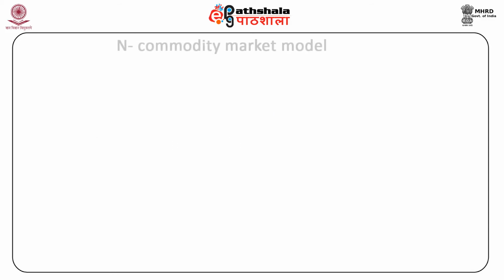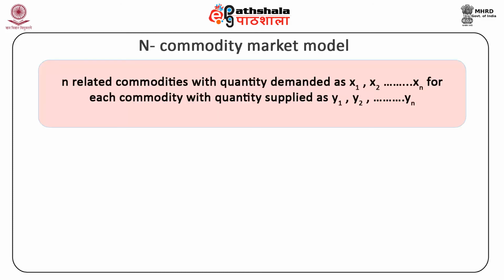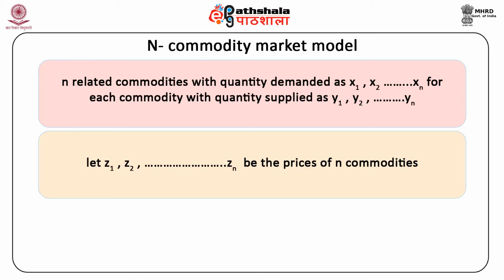N commodity market model. Generalizing the above example for a market with n related commodities, with quantity demanded as X1, X2 to Xn for each commodity, with quantity supplied as Y1, Y2 to Yn correspondingly. Again, let Z1, Z2 to Zn be the prices of n commodities.